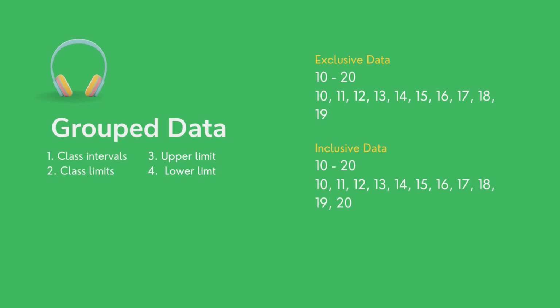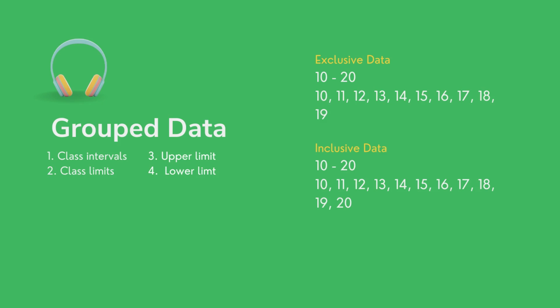Grouped data is of two types, exclusive data and inclusive data. Exclusive data, by the name we can see that it excludes something. What does it exclude? It excludes the value of the upper limit. For example, if we take the class interval 10 and 20, in this, we will have the numbers 10, 11, 12, 13, 14, 15, 16, 17, 18 and 19, which means we will not have the upper limit 20 in the exclusive form of grouped data.